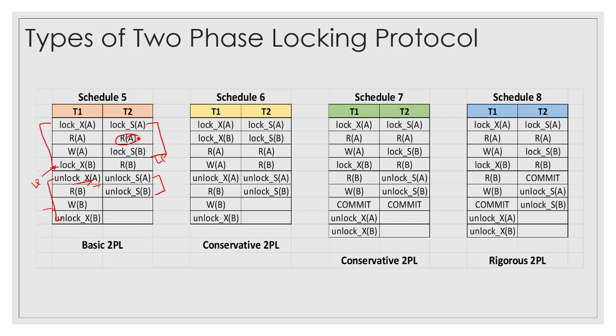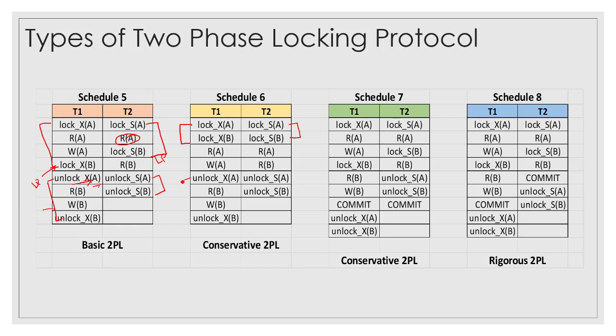In case of schedule 6, which I have mentioned as conservative 2PL, what we are going to do is acquire all the locks at the beginning of the transaction. We may release the lock in the shrinking phase at any position, but the growing phase will be finished before any other read-write operation can start in case of conservative 2PL. So you can see that we need the lock on data items A and B, so we acquire all the locks. Similarly, in case of transaction 2, we are acquiring all the locks.